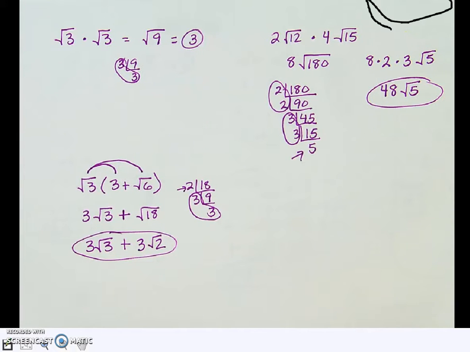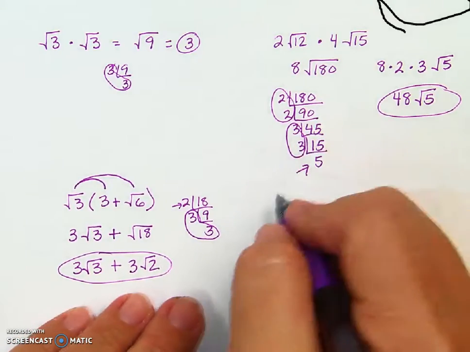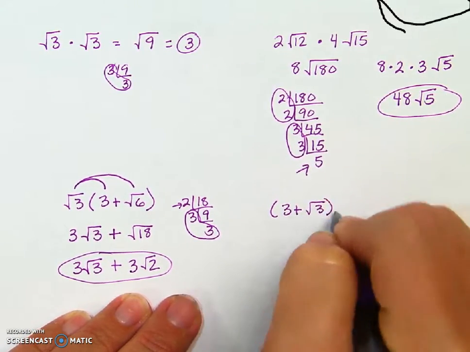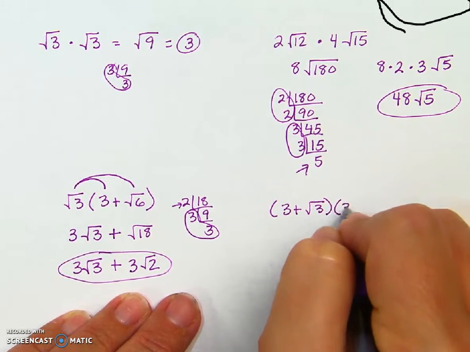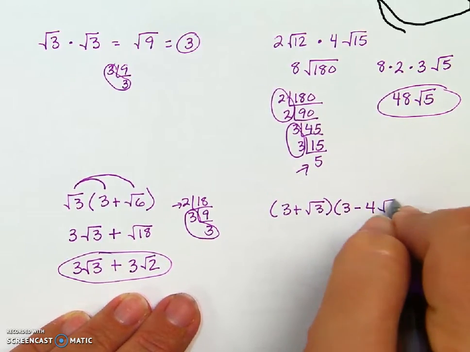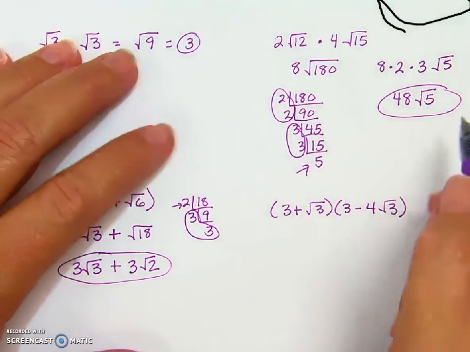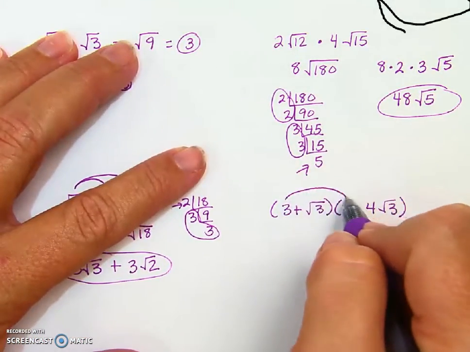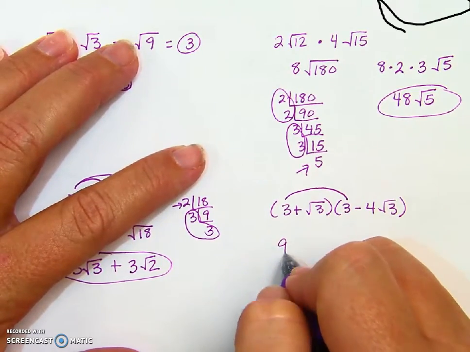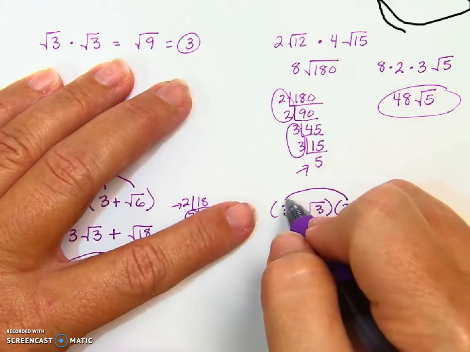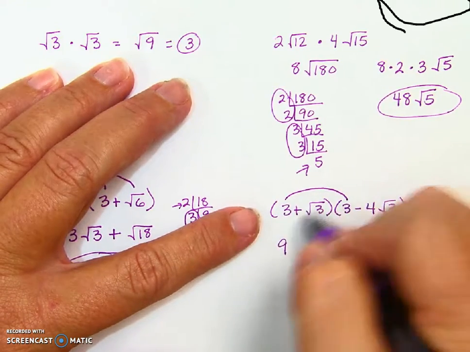Okay, now this other example, we have 3 plus the square root of 3 times 3 minus 4 on the square root of 3. Again, we can do FOIL. We can just think about it as the distributive property. I'm just going to distribute. 3 times 3 is 9. Remember, FOIL is the distributive property, but we'll think of it this way. So 3 times 3 is 9.